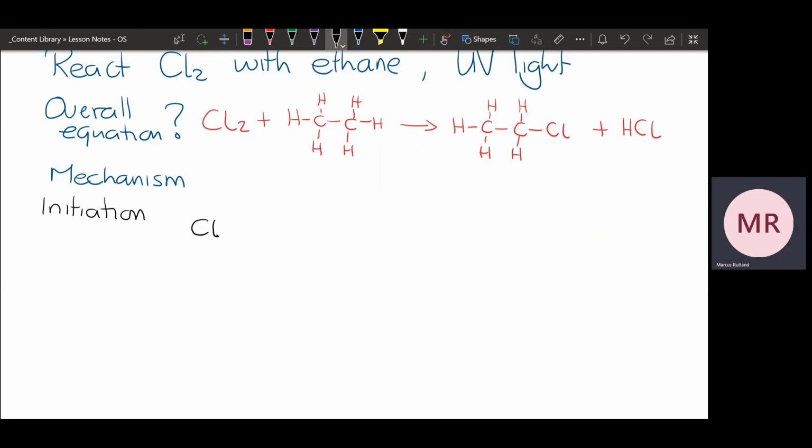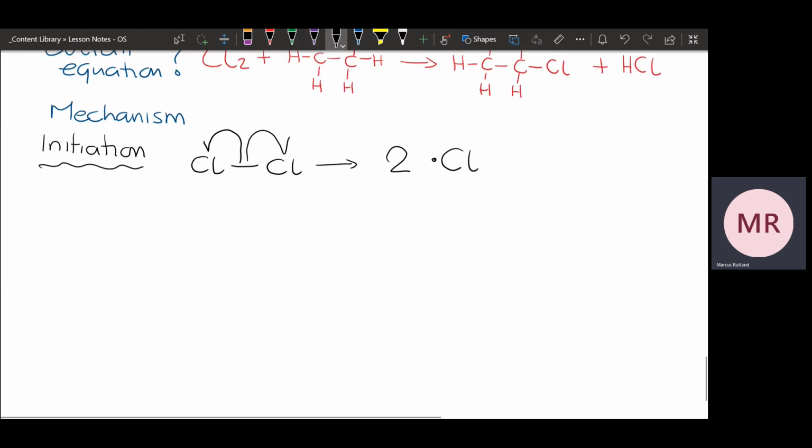And you show the halogen, draw out the molecule full structurally. You show the bond breaking with one electron going on to each atom, giving you the two chlorine radicals. You could write them out separately. Then we've got the propagation steps. And in the propagation steps, we have the chlorine radical coming along and stealing a hydrogen from an ethane.